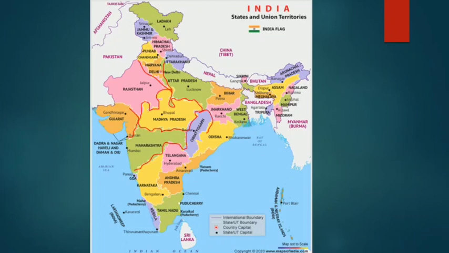So this way we can read a map and understand the location of a place, its central location, its shape, its size, and its neighboring states, and how far Madhya Pradesh and Telangana are, this way the distance between them. So this way we can understand by seeing a map.